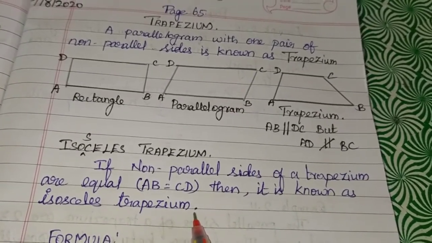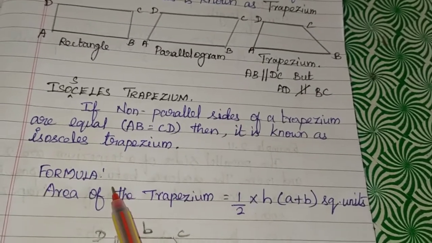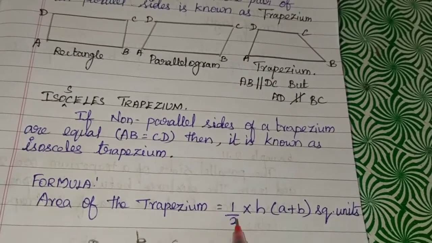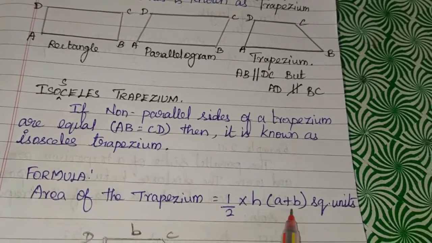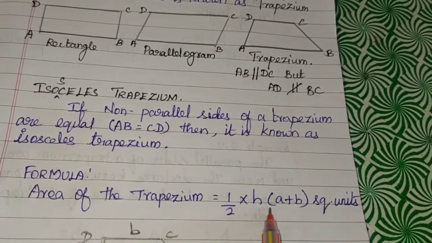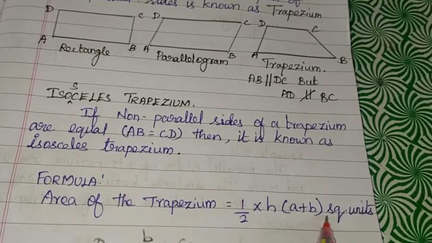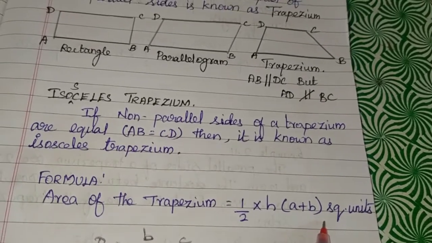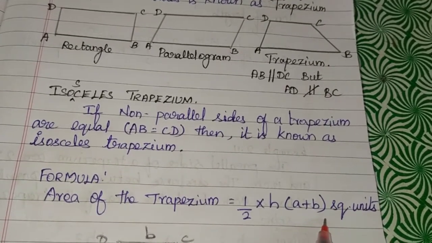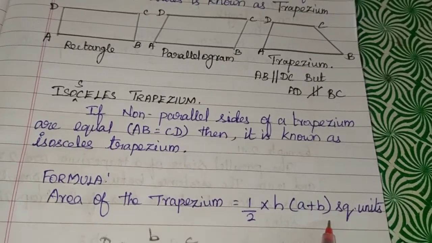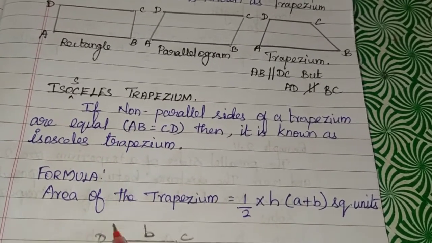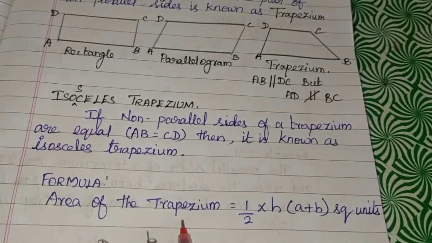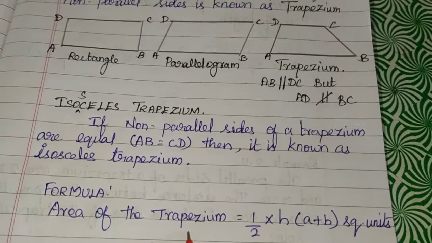Are you clear, children? Now we are coming to the formula for the area of the trapezium. Area of the trapezium equals half into h into a plus b square units. Here I want to recall the area of the parallelogram formula. What is the area of the rhombus formula? You have to say. Now the area of the trapezium equals half into h into a plus b square units.